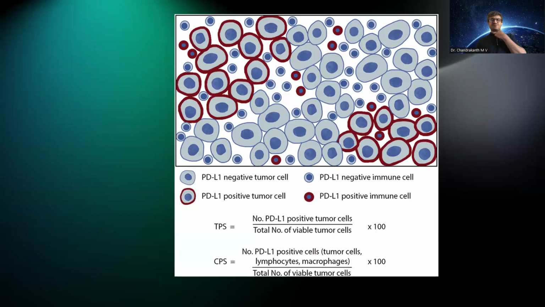This is the definition of TPS and CPS. TPS is tumor proportion score, the number of positive tumor cells. For PDL1, the denominator is the total number of viable cells, whereas CPS is both tumor cells and immune cells divided by the number of viable cells. Therefore, CPS is always greater than the TPS.